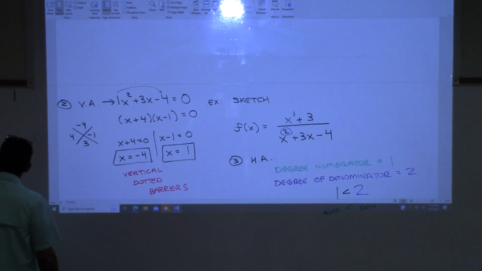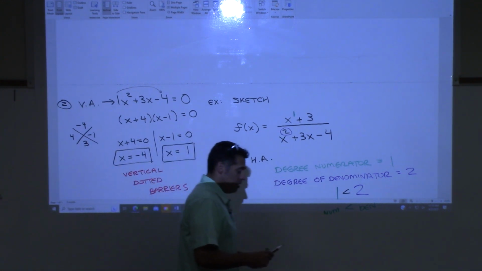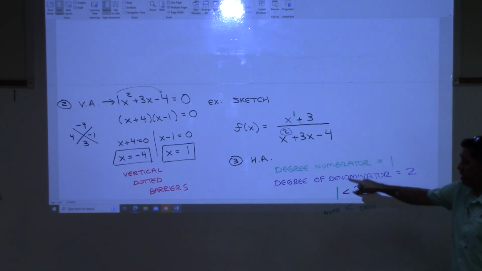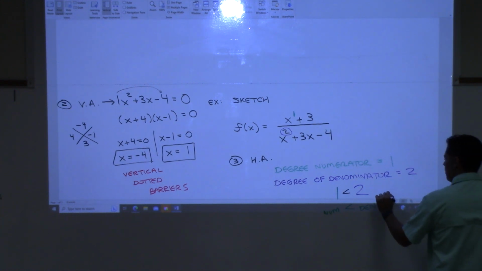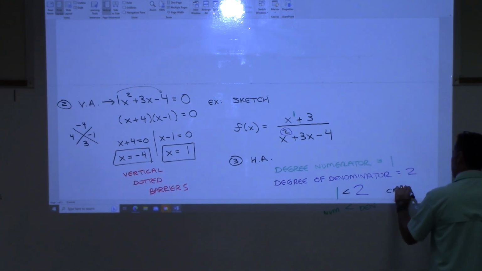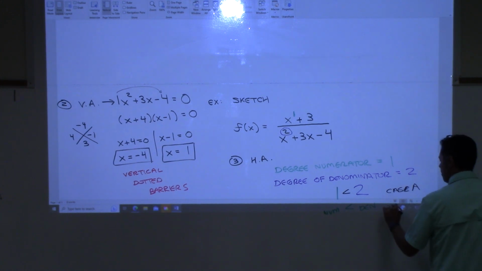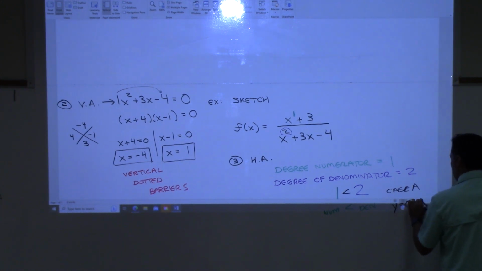Okay, so what case are we in here? We're in case A. The degree of the numerator is smaller than the denominator, so this is case A. And what happens in case A? What do I say? y equals 0 is your horizontal asymptote.